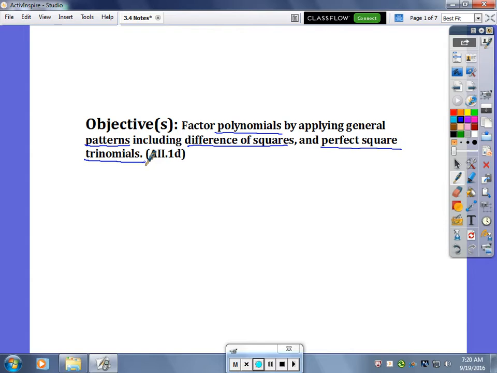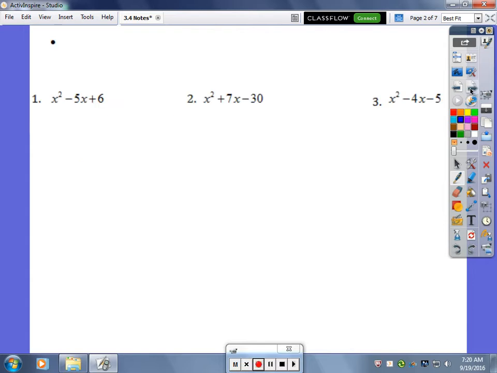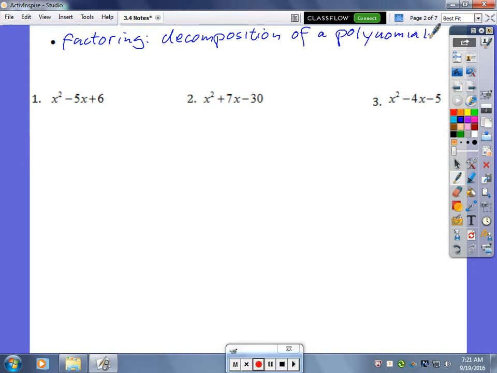Now let's first remember what factoring actually is. Factoring is the decomposition of a polynomial into a product of prime factors. The decomposition, so we take it apart, of a polynomial into a product of prime factors.